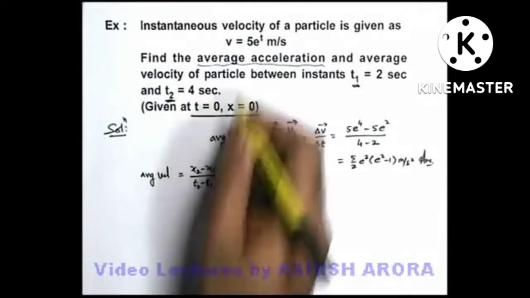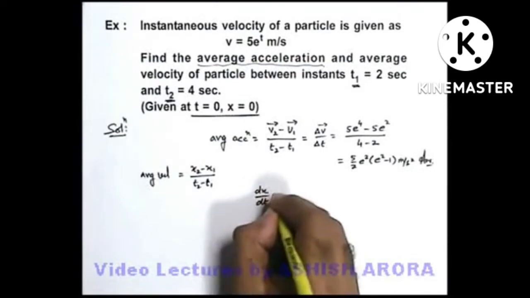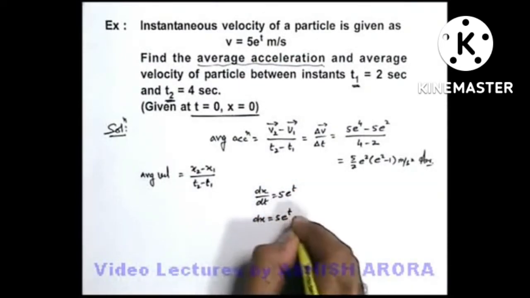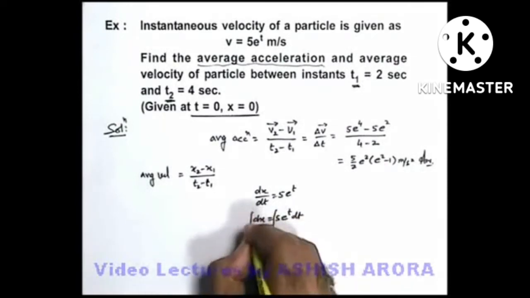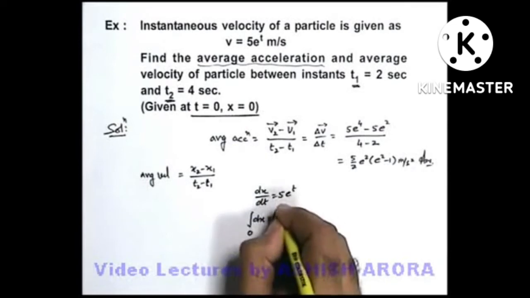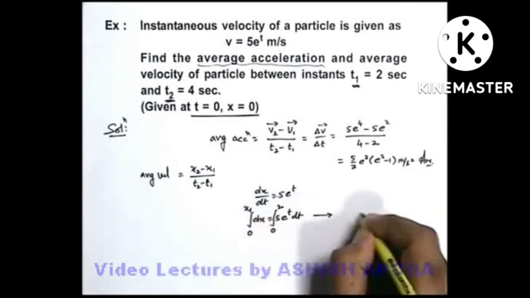Here v is given as 5 e to power t, so we can write dx by dt is equal to 5 e to power t. So we can write dx is equal to 5 e to power t dt. On integrating this expression with the initial condition that at t equal to 0, x was 0, say at time t equal to 2 seconds, the particle was at position x1. So here we'll directly get the value of x1, that will be equal to 5.